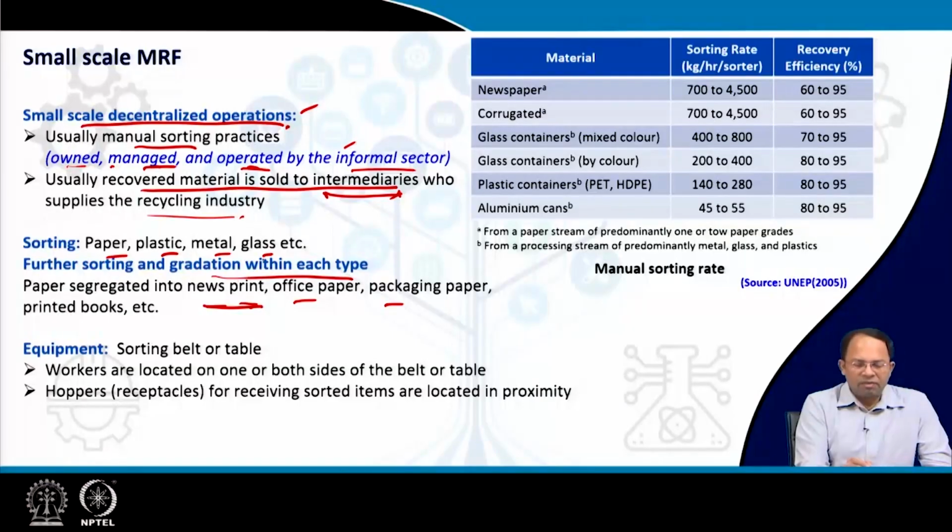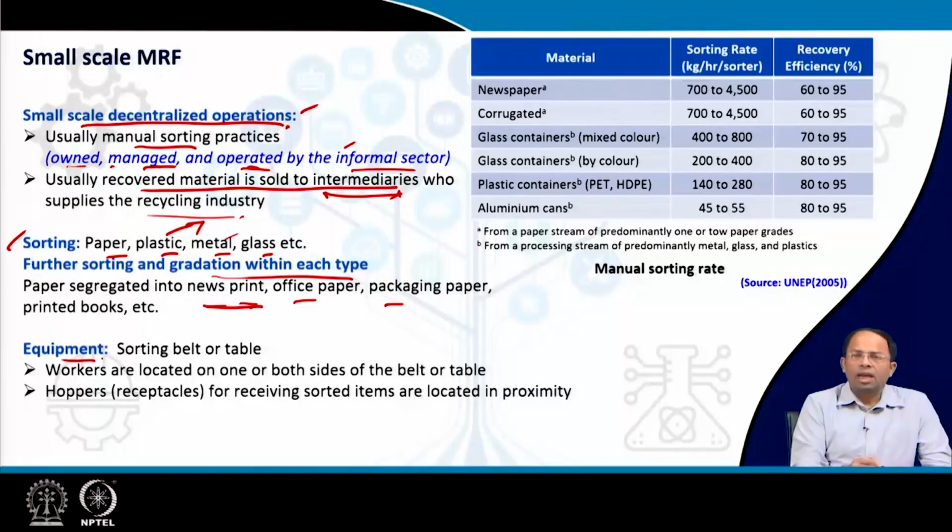Or similarly, for plastic, if I have an agreement with Tetra Pak, then I will separate the Tetra Paks. Or if I have an agreement with some metal industry like some bottling plant, I will separate the aluminum. So it depends on what sort of agreements you have got. Accordingly, you will sort the product to different levels of hierarchy.